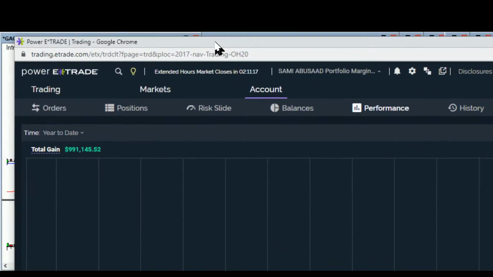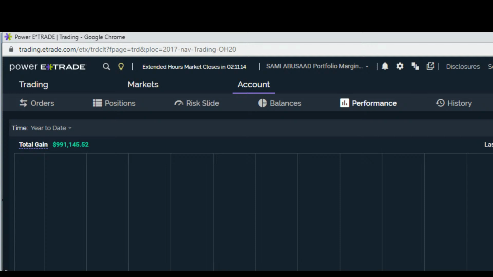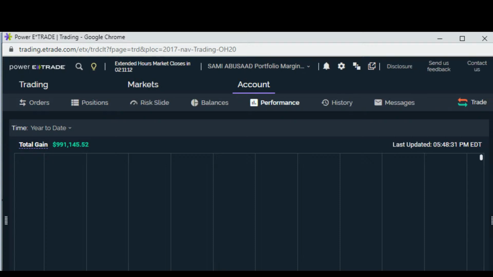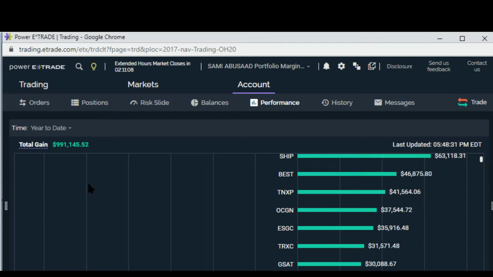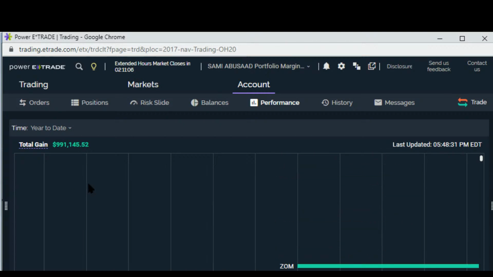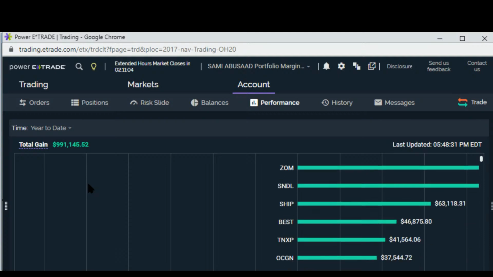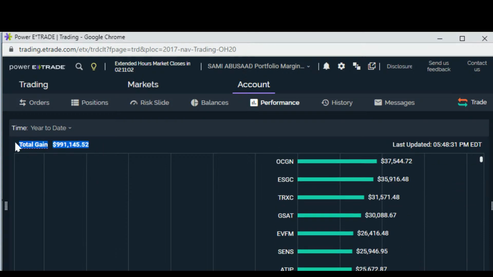Here's my P&L so far. I've been just under $1 million for like two weeks. This is the day trading. So, am I up $1 million in my swing account? No, not really, nowhere near, to tell you the truth. But that's this year.